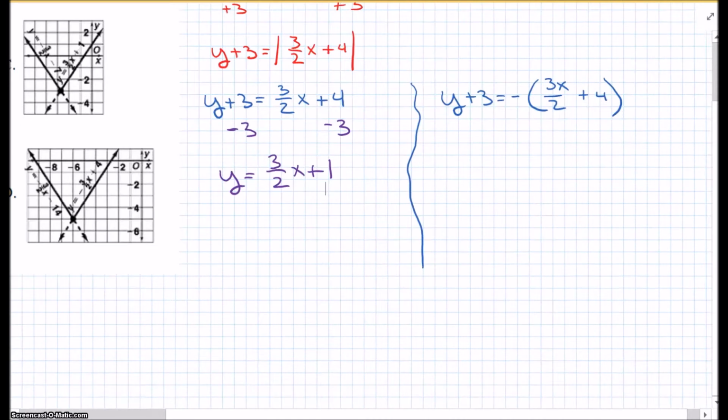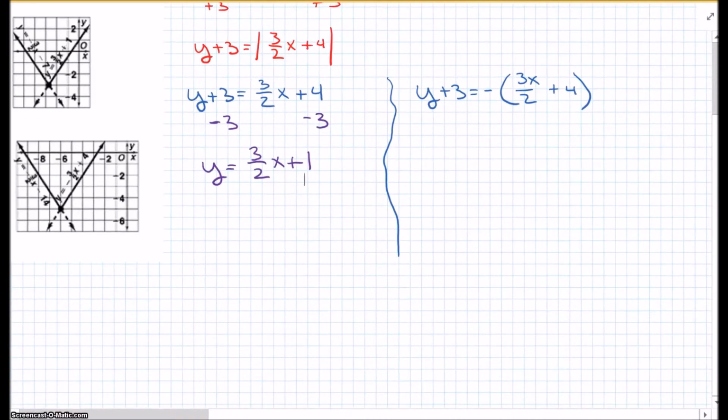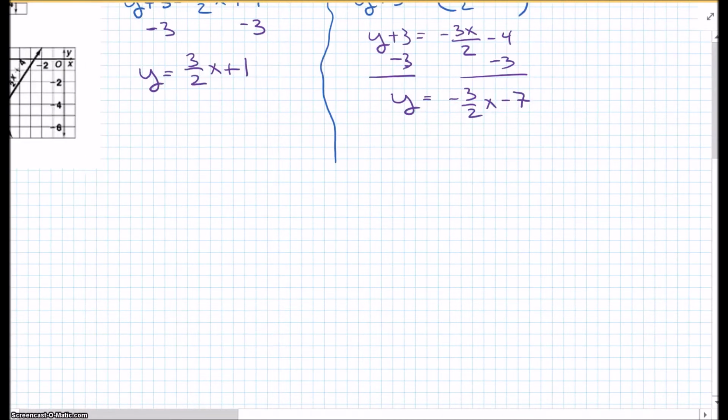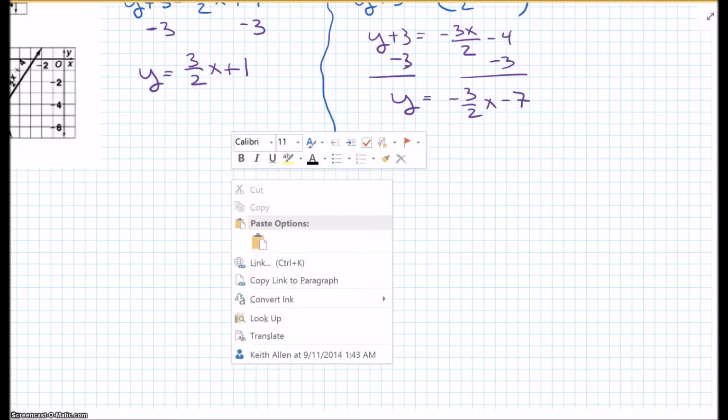Okay. Now let's look at the other side. Let's distribute the negative sign. So I get y plus 3 equals negative 3x over 2 minus 4. Now we're going to subtract 3 from each side like we did before. So we're going to get y equals negative 3 over 2 x minus 7. All right, so we have two equations. Can we graph them? Yes, we can.